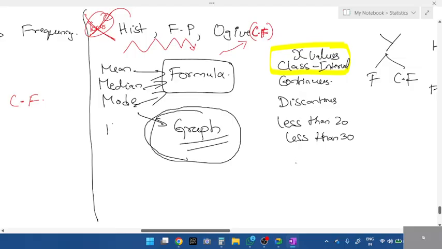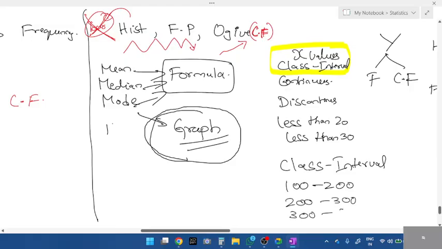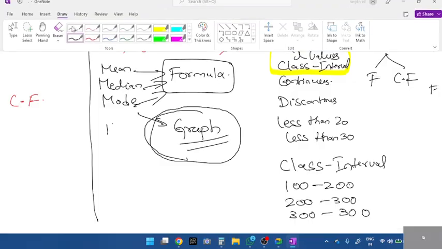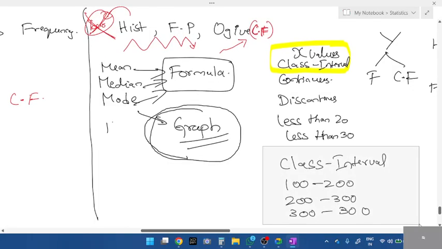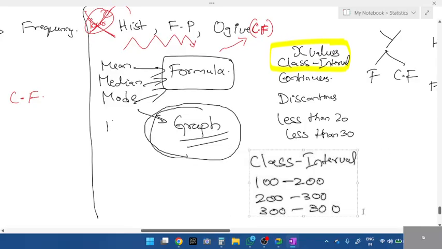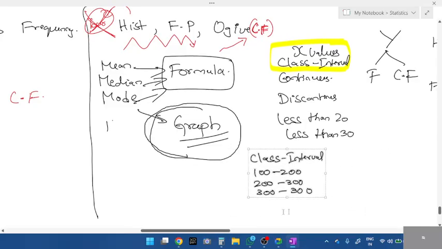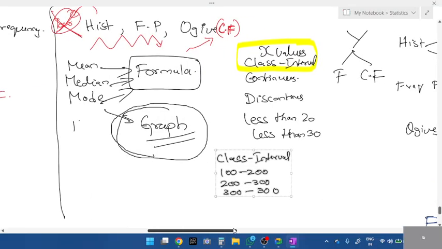Next, for graph, we always need class interval. What do you mean by class interval? 100 to 200, 200 to 300, 300 to 400. This is known as class interval. Okay, class interval. What do you mean by class mark, students? Class mark is, do we have upper limit, lower limit, or we have a single value for class marks?